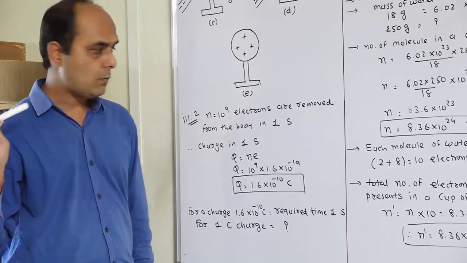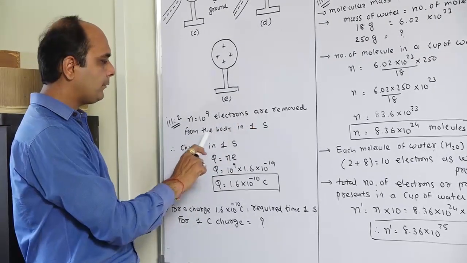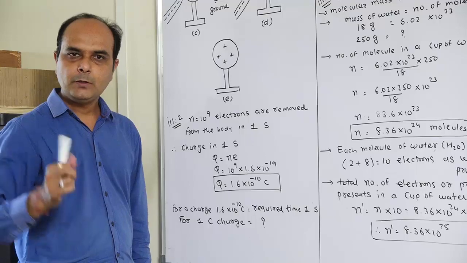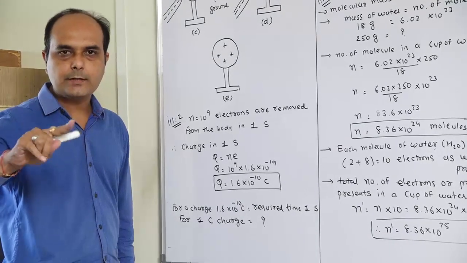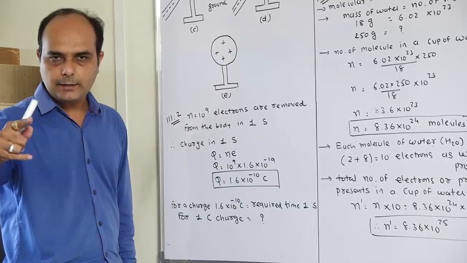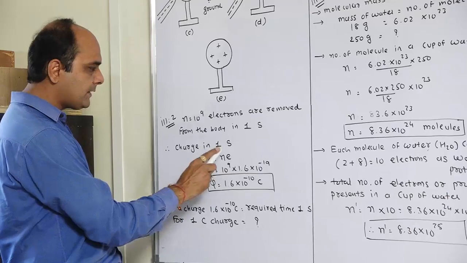Q is equal to Ne. So n is equal to 10⁹ electrons are removed from the body in 1 second. When we remove the electrons, the body is going to have what electrical charge? So now calculate the charge in 1 second.